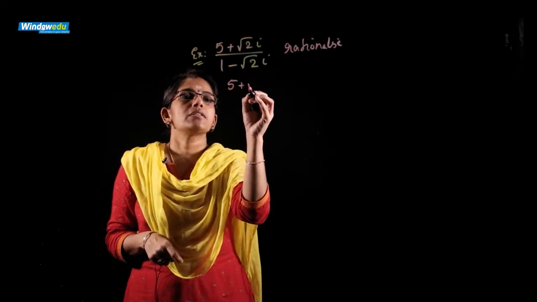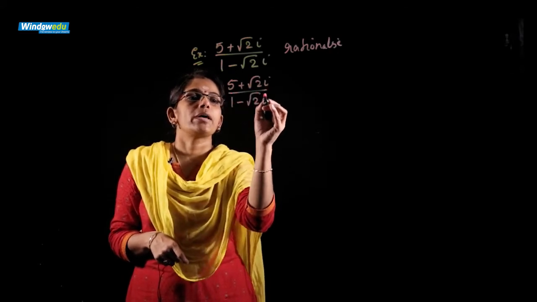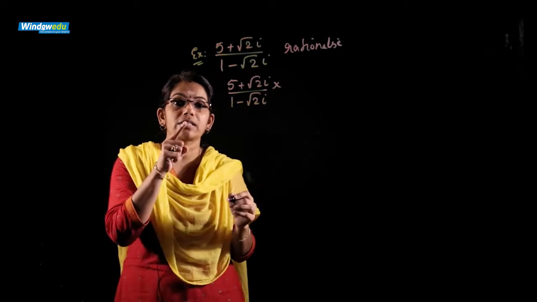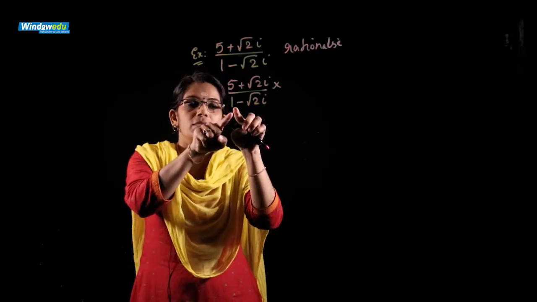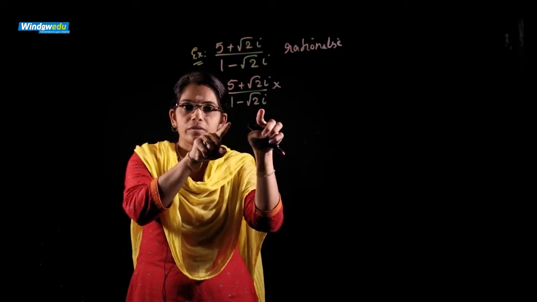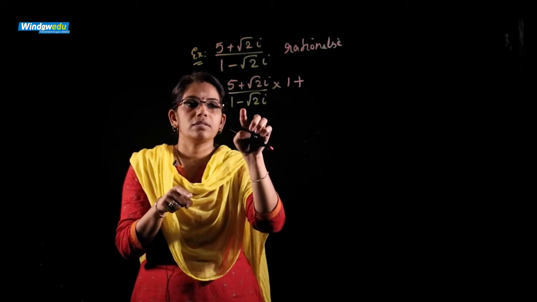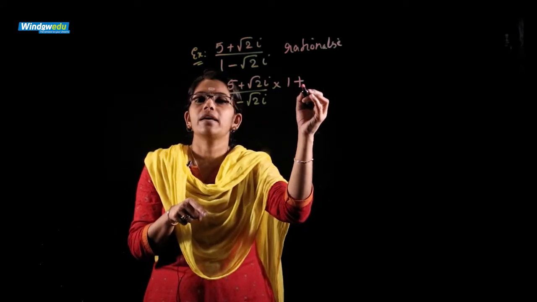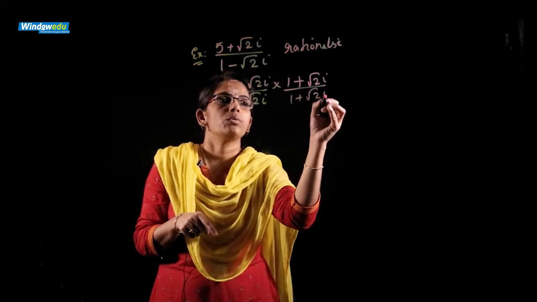So, (5 plus root 2i) divided by (1 minus root 2i). How to rationalize? How we used to rationalize the problems? See, 1 minus root 2i. So, we have to take the opposite sign here. See, this is negative sign. So, we have to take here positive: root 2i divided by 1 plus root 2i.